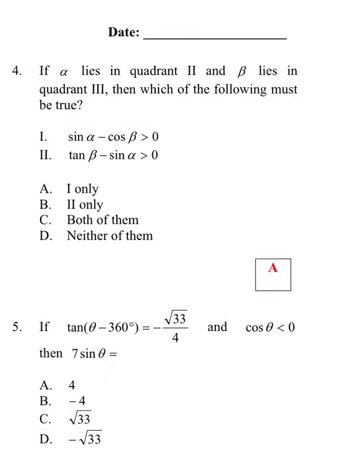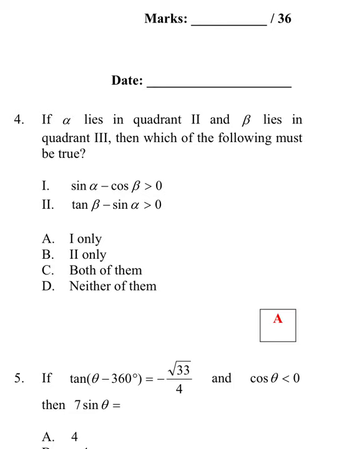So let's move on to question 4. Again, we have alpha and beta. So let's discuss one by one. Sine alpha must be greater than 0 in quadrant 2, and cosine beta must be smaller than 0 in quadrant 3. So you see that we are trying to subtract a negative value from a positive value, which must return a positive value. The first statement is correct.